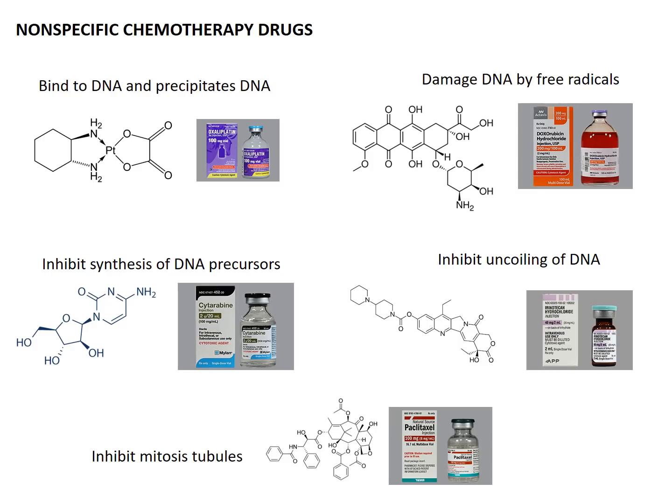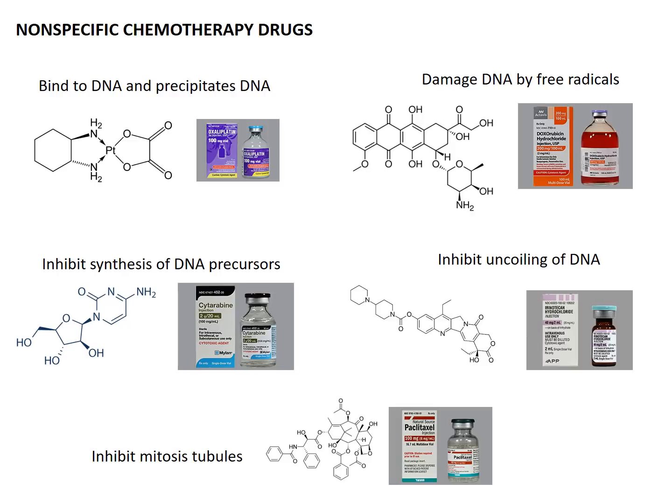What do I mean? Let's take a look here at some non-specific chemotherapy drugs. And for those of you that are working in oncology, you have seen all of these drugs: oxaliplatin, doxorubicin, cytarabine, irinotecan, paclitaxel. These are some of the more commonly used, some of the more important non-specific chemotherapy weapons or drugs that we have. And look at what these things are doing.